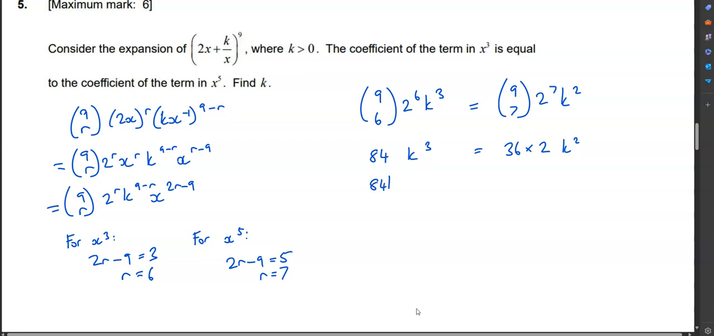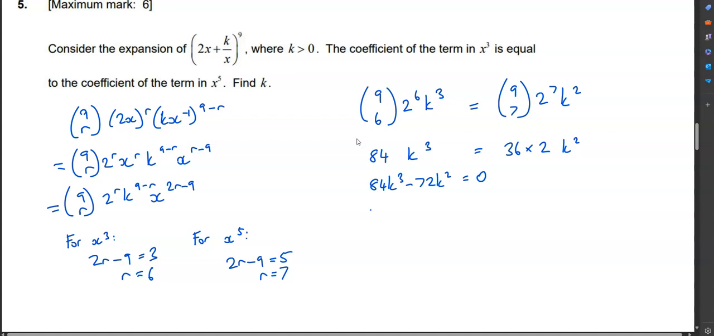We're going to have 84k cubed minus 72k squared equals 0. This is proper maths, okay? Because we're going to end up with some solutions of k equals 0 and then we discard them. But we're not allowed to just solve an equation by dividing by k squared because we would lose potential solutions.